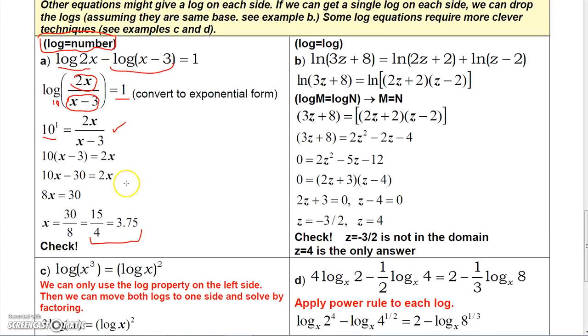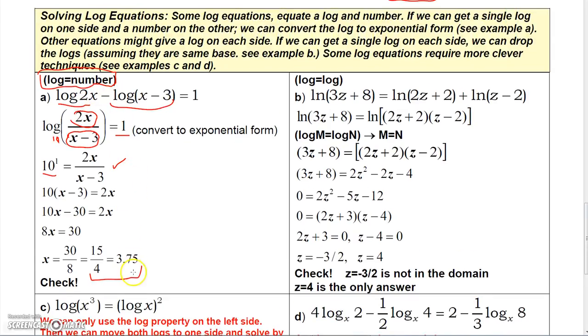Now what you want to do though is make sure that 3.75 is in the domain of your expression. So can I take the log of 2 times 3.75? Well, since 2 times 3.75 is positive, I can. What about x minus 3? What about 3.75 minus 3? Okay, well 3.75 minus 3, that's a positive number, so I'm okay there.